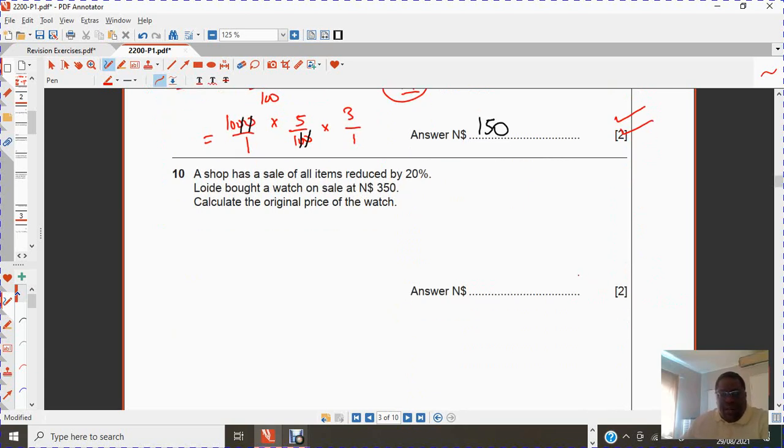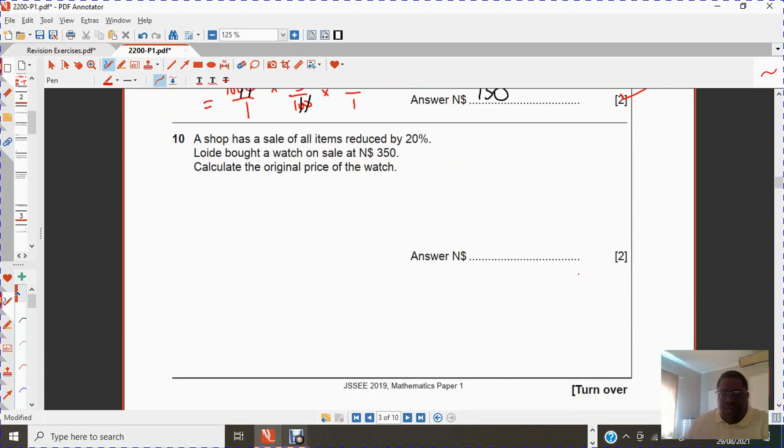A shop has a sale of all items. The items are reduced by 20%. Lloyd bought a watch on sale, and the watch that she bought is 350. What is the original price of the watch? So we know that the original price of the watch should be more than this. So there's more than 2 ways you can do this. You can have a method where you say 100% plus 20%. Okay? Because the original price must be more than 350.